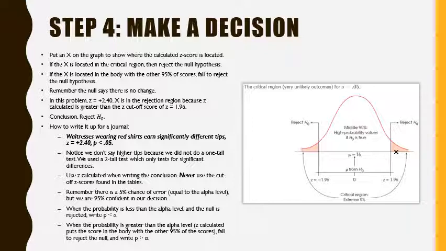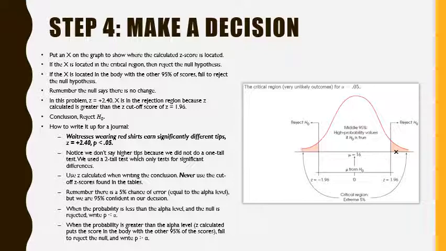Use z calculated when writing the conclusion. Never use the cutoff z-scores found in the tables. You would never say z equals plus 1.96. You would always use the calculated z-score. That's the number one issue people have when they're solving problems. Remember, there's a 5% chance of error. The error is equal to the alpha level. So we are 95% confident in our decision.